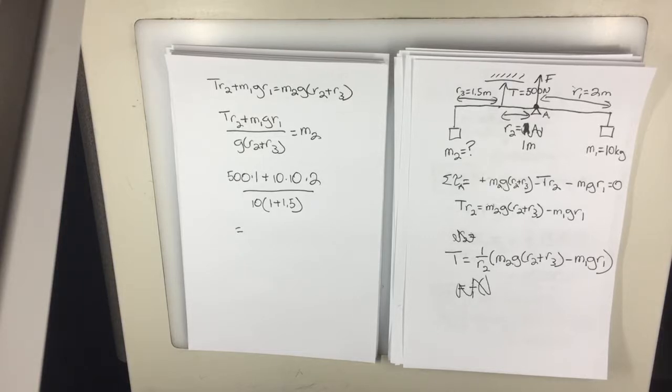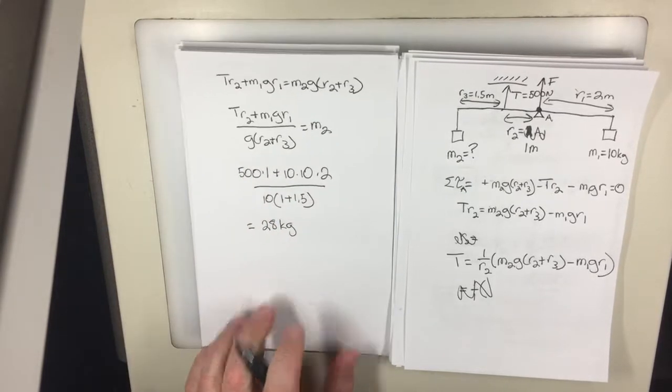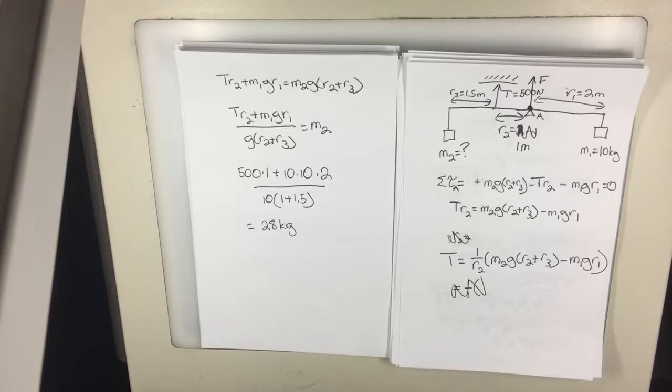Did I get all the signs right? I think I did. 500 plus 200, minus, or not minus, okay, whatever, divided by 25. And I get 28 kilograms. Yeah, okay. So it's 28 kilograms.